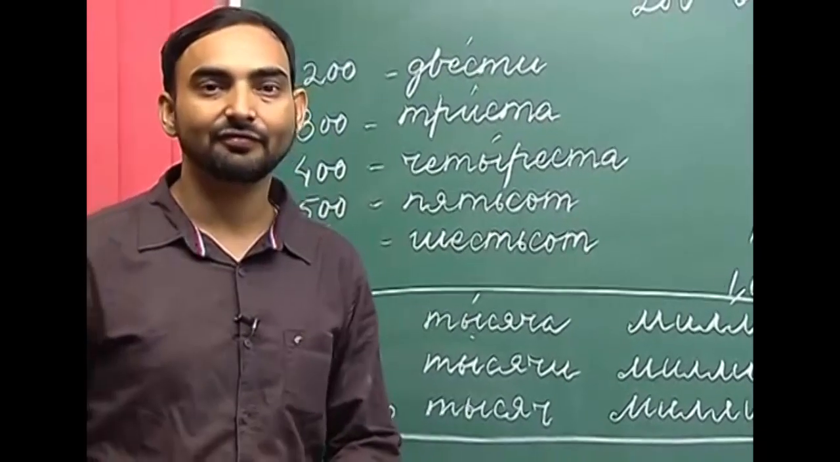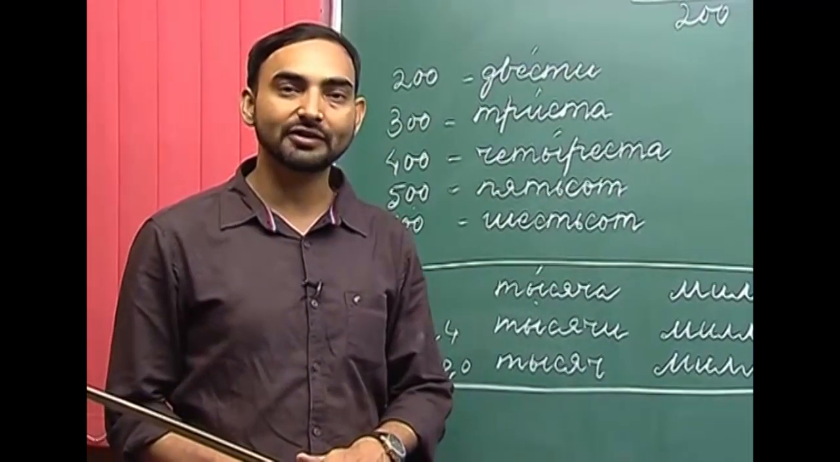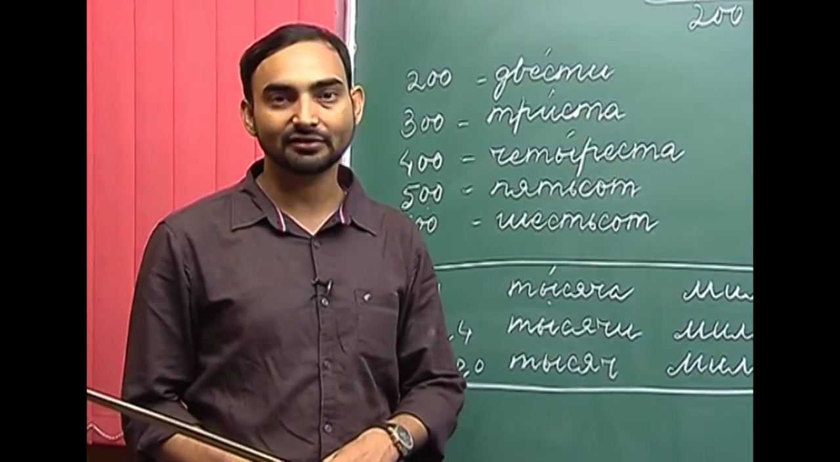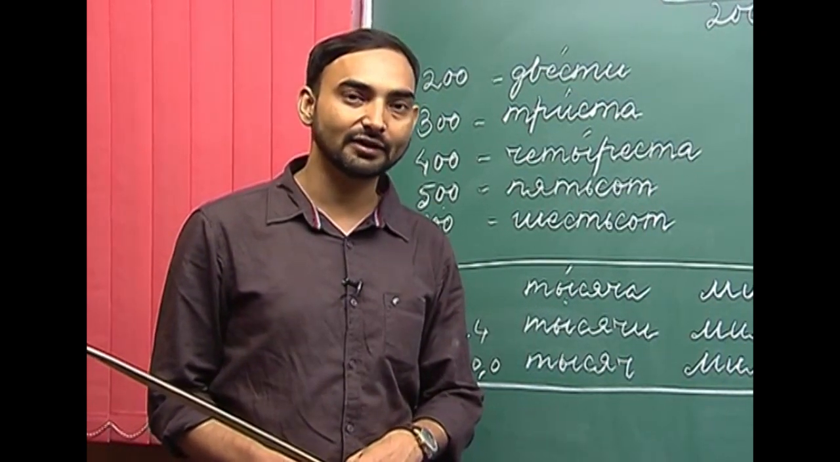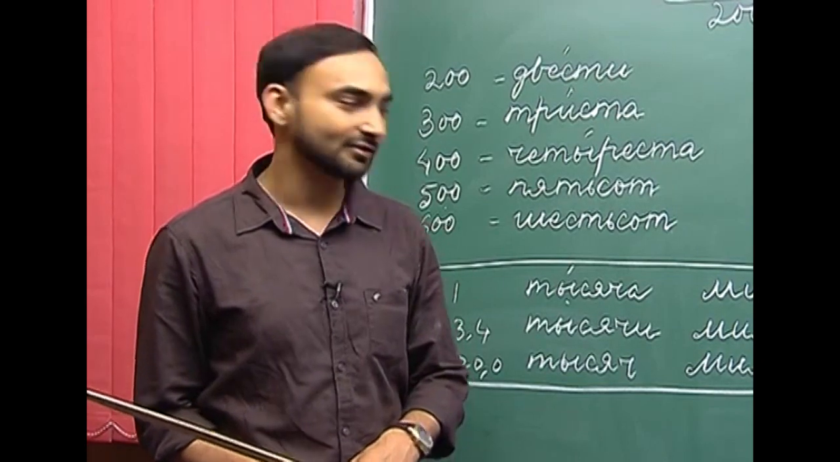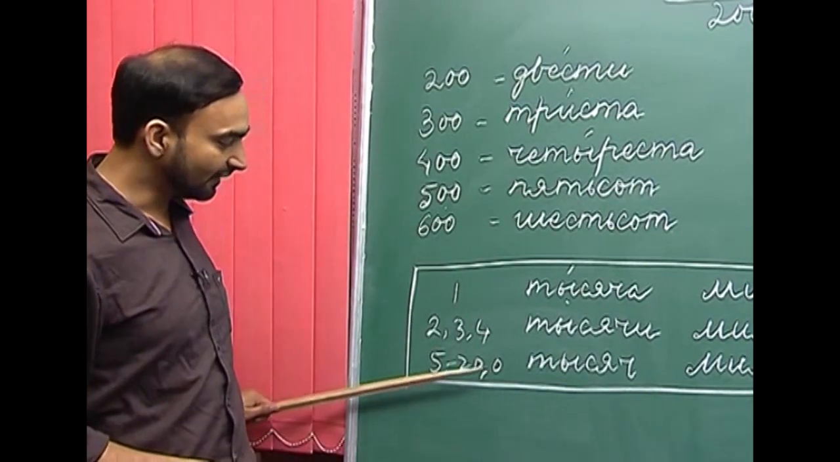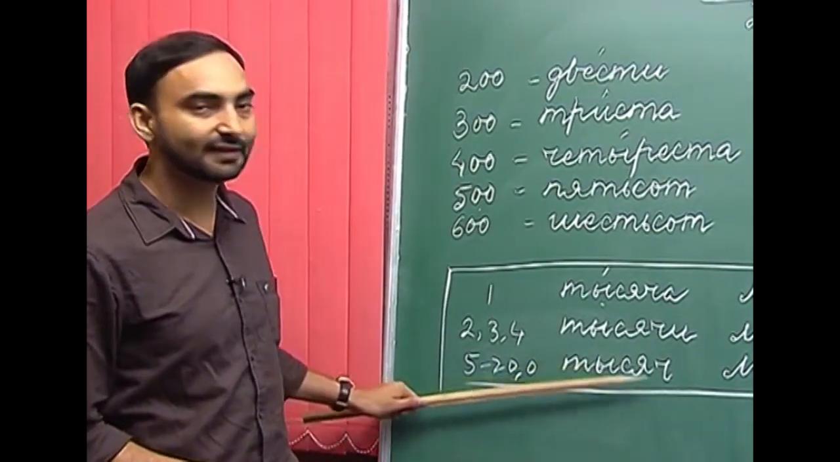In Russian, we do not say 1 lakh. So, how will you say 1 lakh in Russian? It will be 100,000. How do you say 100,000 in Russian? Sto tysyach. Why tysyach? Because if a number ends with 0, we use tysyach.